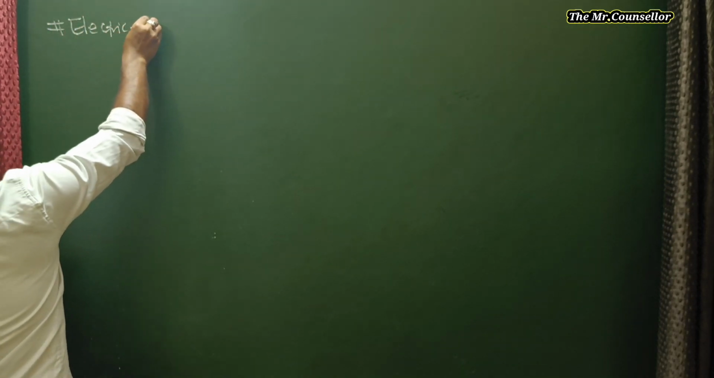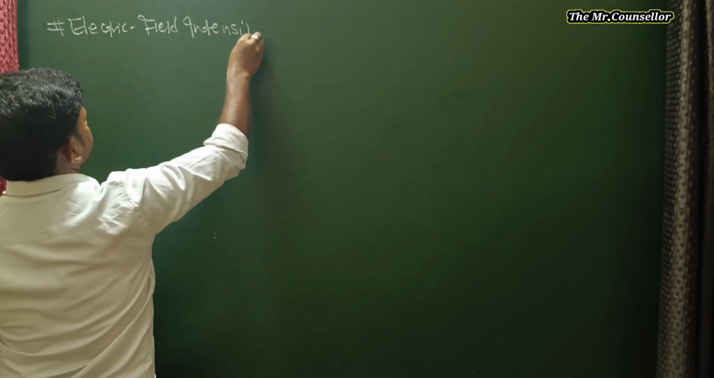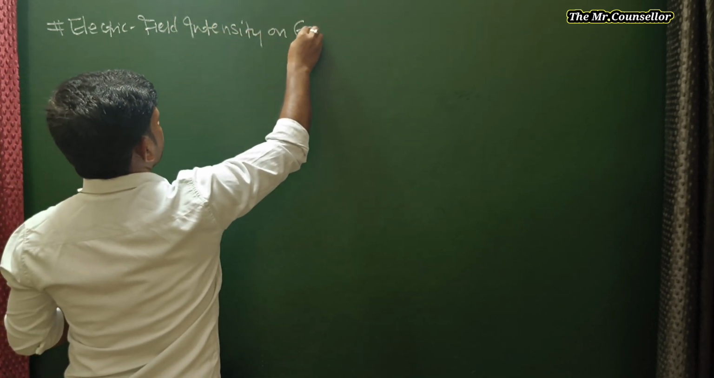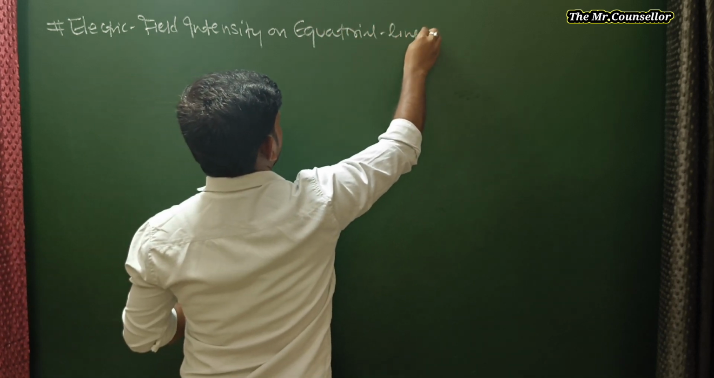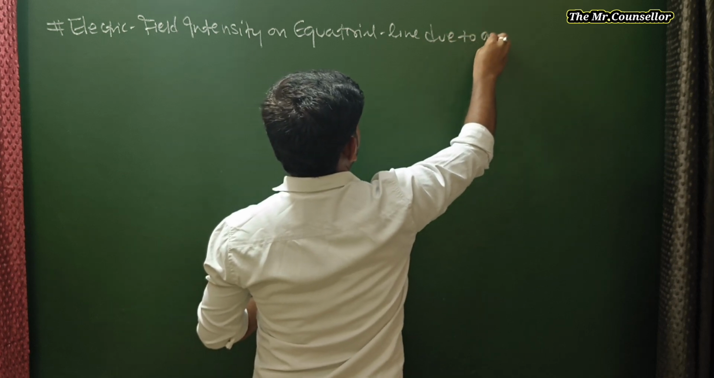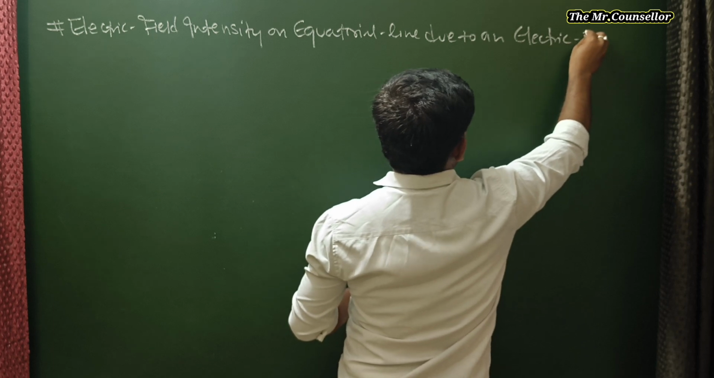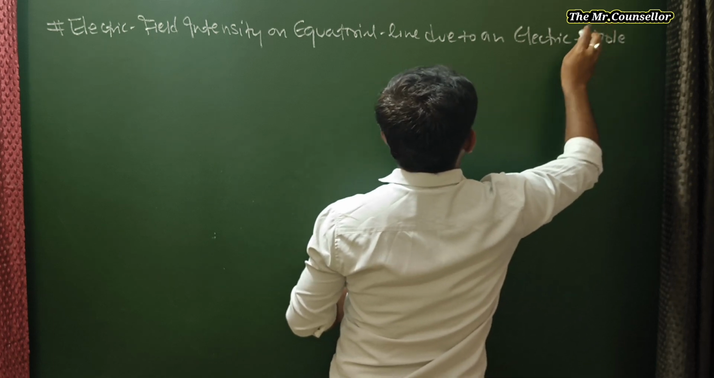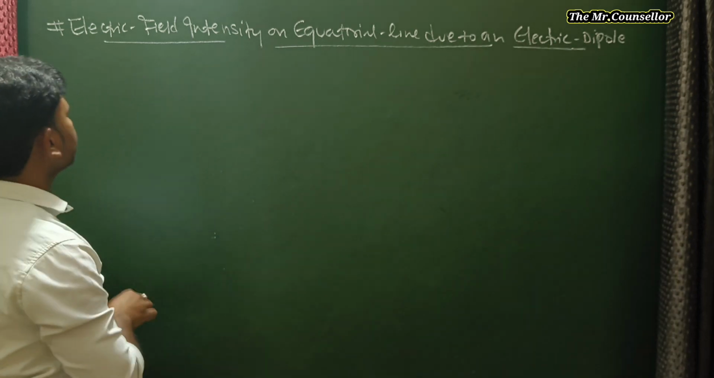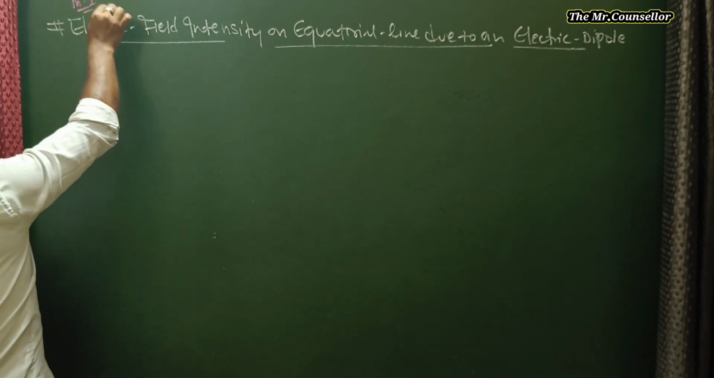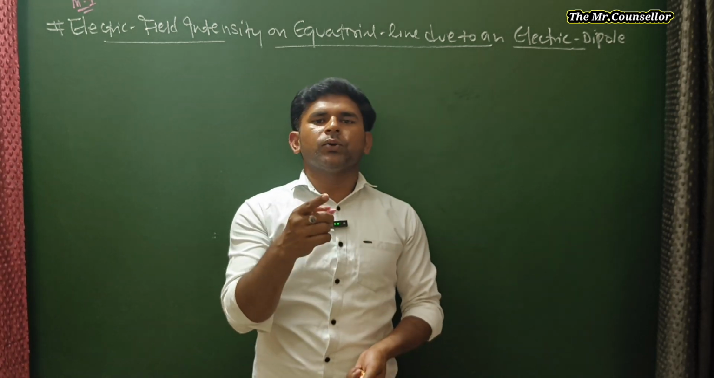Electric field intensity on equatorial line due to an electric dipole. Due to an electric dipole. Most important derivation. Most important. Okay. Electric field intensity on equatorial line due to an electric dipole.